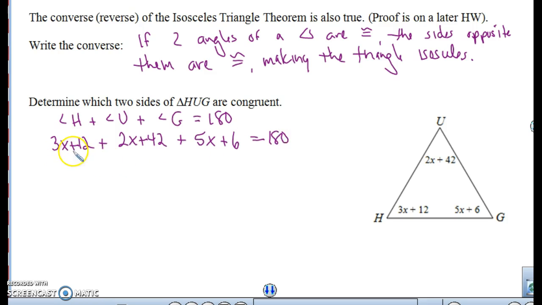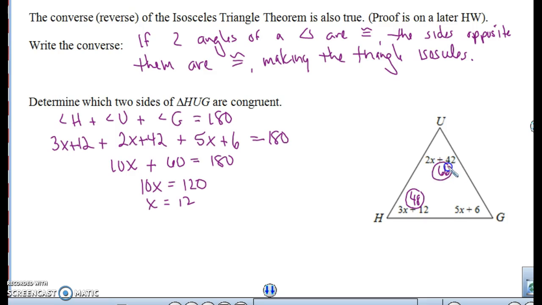So combining your terms, 3x, 2x, and 5x is 10x. 12 plus 42 plus 6 is 60. Solve for x. 10x plus the 60 is going to equal 180, so 10x equals 120. So divide by 10, x is equal to 12. So plugging in your values, angle H will be 3 times 12 is 36, plus 12 is 48. 2 times 12 is 24, plus 42 is 66. And 5 times 12 is 60, plus 6 is 66.